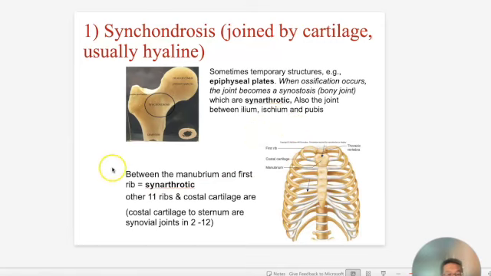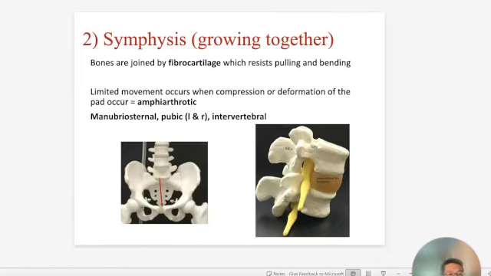Okay, synarthrosis. Sometimes you find in between the manubrium and the first rib, which this is the manubrium. Okay, between the first rib. The other ones are costal cartilage. Symphysis joint, we saw the pubic symphysis. Okay, this is number 2 of the cartilaginous. This is the second cartilaginous joint.